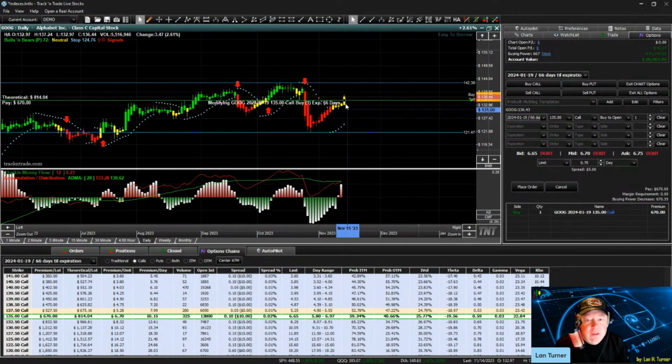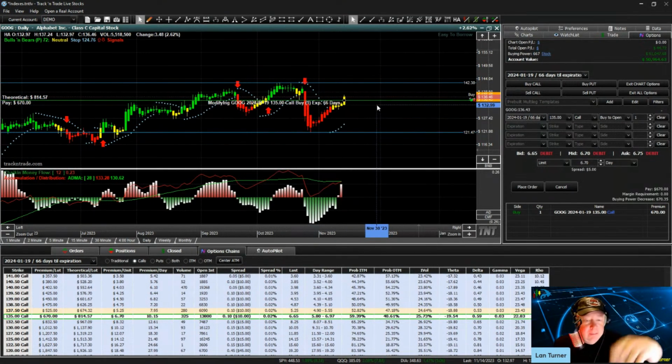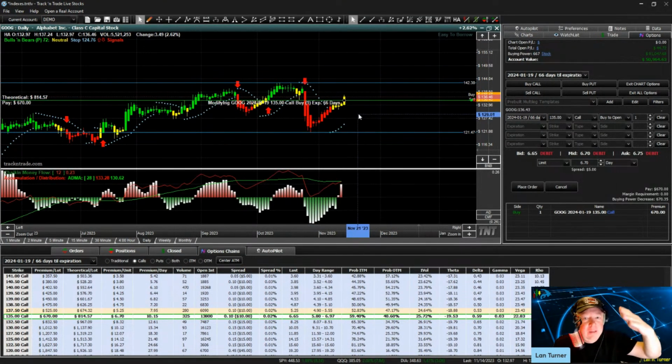So that's what we're doing with the line that's on the screen. That's why that line is so important. All right. You want to be able to see where it's at in relationship to price. How far in the money am I? How far out of the money am I?